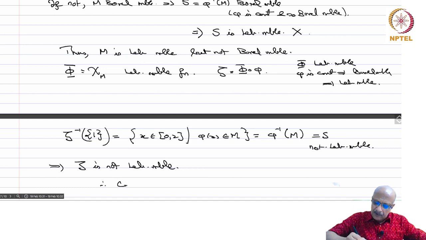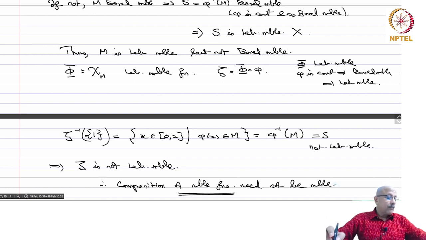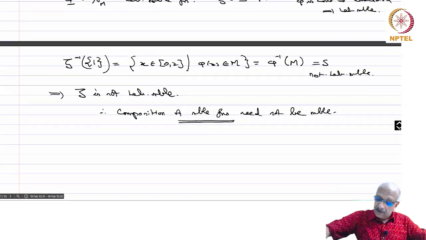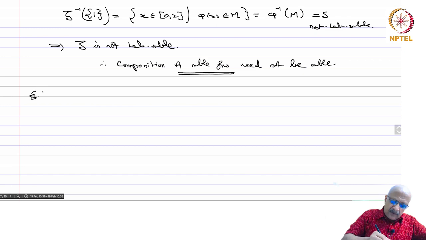Therefore, composition of measurable functions need not be measurable. So this Cantor set will have many more applications. Before we close, I want to say something about almost everywhere.